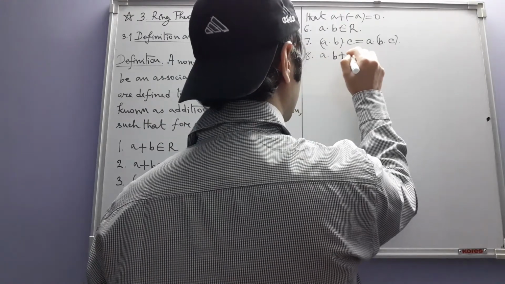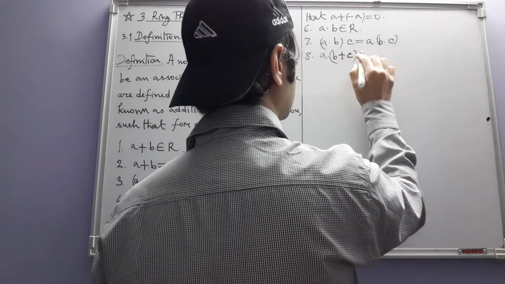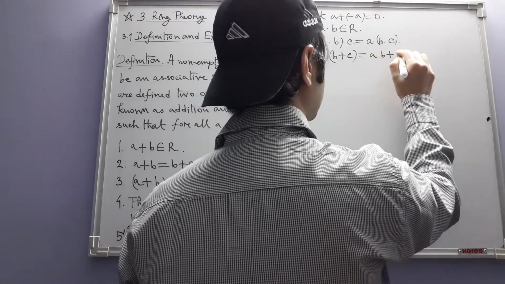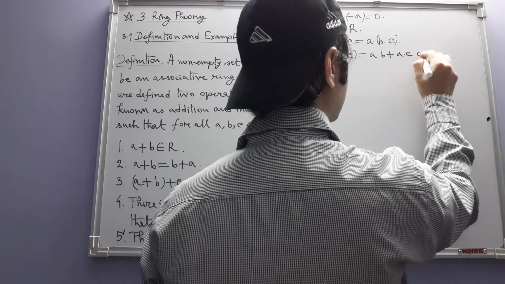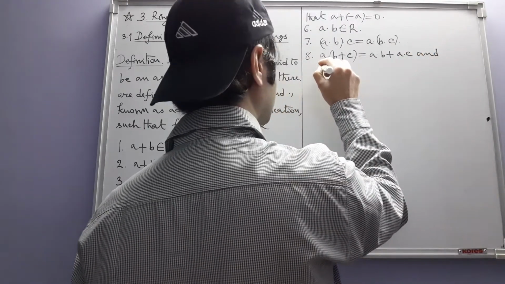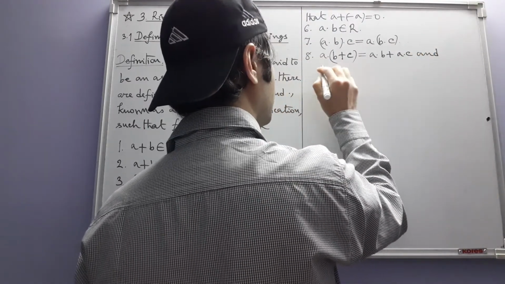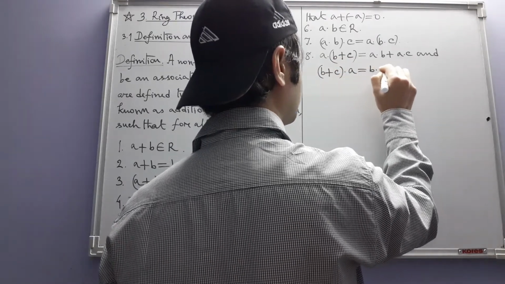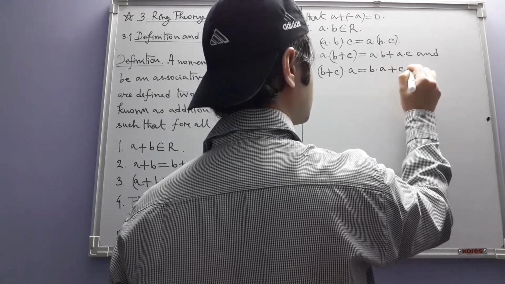The eighth one involves both the operations: A dot B plus A dot C, and B plus C dot A equals B dot A plus C dot A.